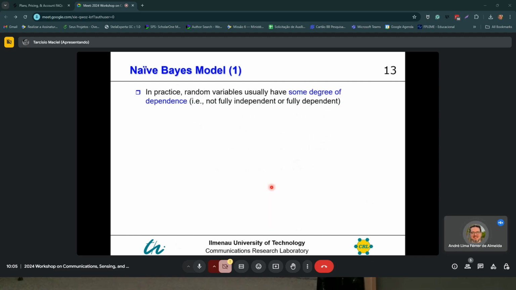Okay, in practice, random variables usually have some degree of dependence. That means they're not fully independent or fully dependent.